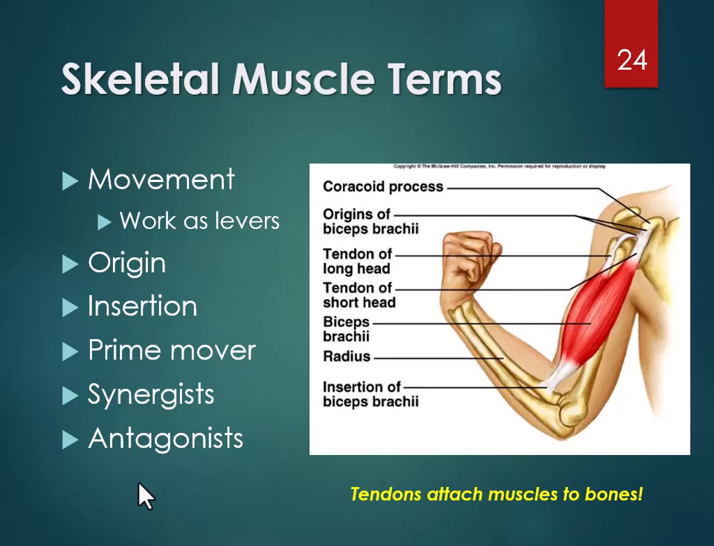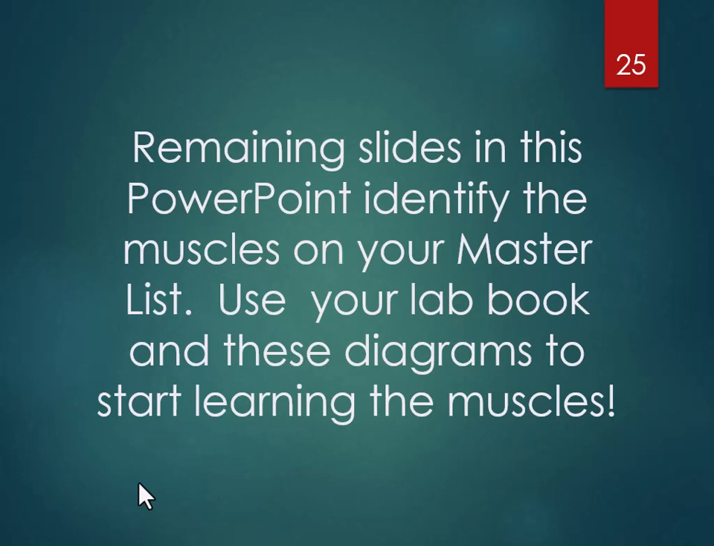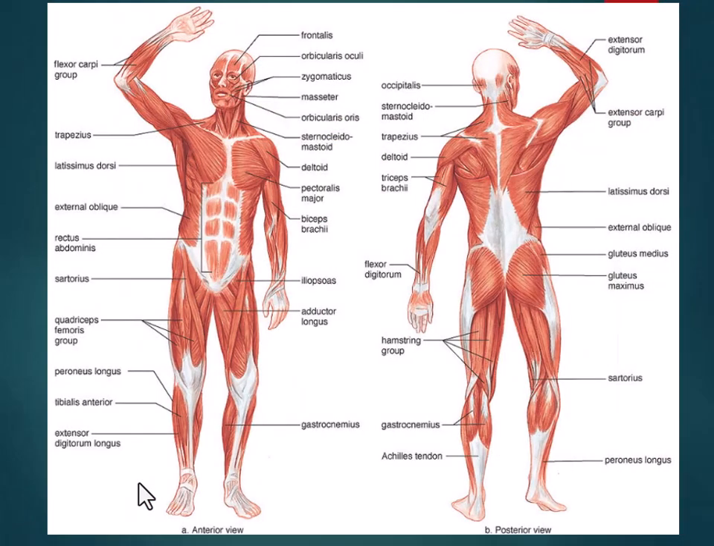All right, the rest of the slides in this PowerPoint just identify the muscles on your master list, so you can flip through these at your own speed to look at which ones you need to know. Again, make sure you consult the master list in your lab book. So here's a diagram of most of the muscles on your list. Some of these are even extra. There are 600 muscles, but I think there's maybe 20 on your list.